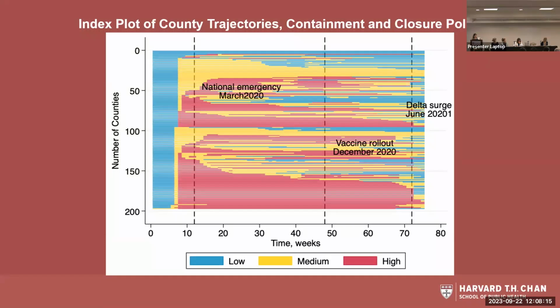This is the same index plot, but looking at containment and closure policies. Here, there's a little bit less variation with many more counties with solidly high comprehensiveness during the early period and maybe more tapering off towards the middle of 2021.